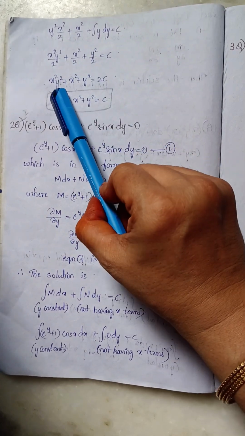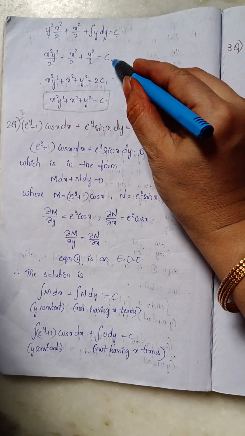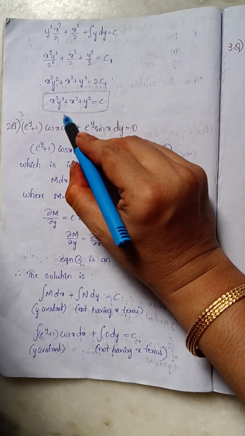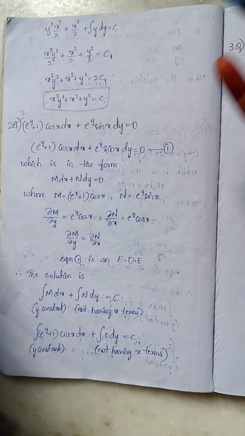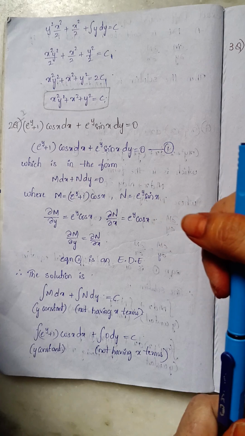Take the LCM 2 and move it to this side. Instead of 2c, we can take this as c1, suppose. Then 2c1 we are taking as c. Then we get x square y square plus x square plus y square equals c, which is nothing but the required solution of the given exact differential equation.